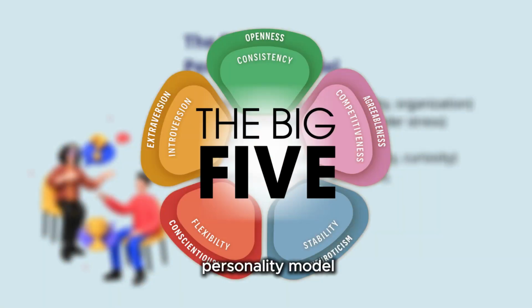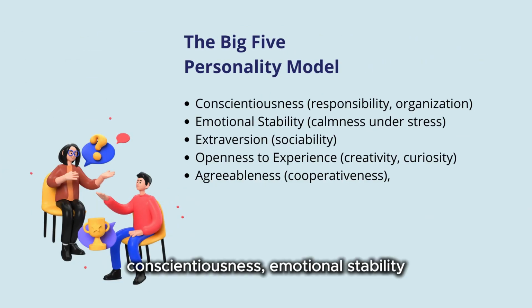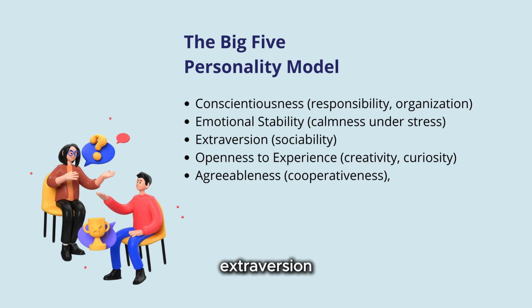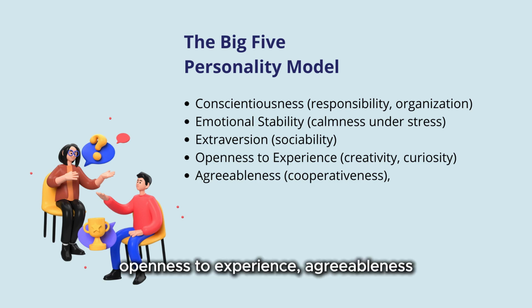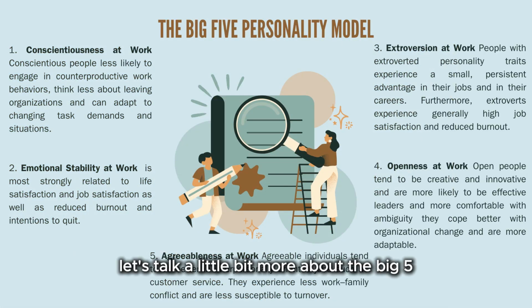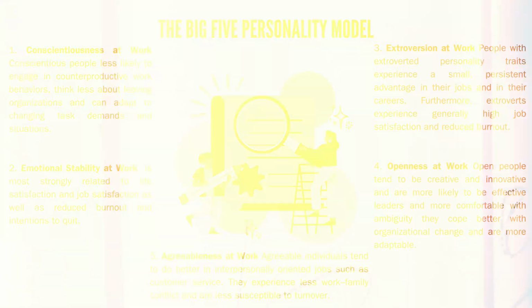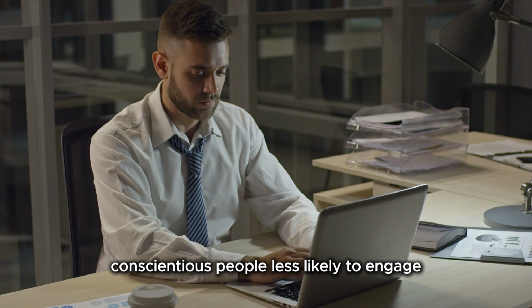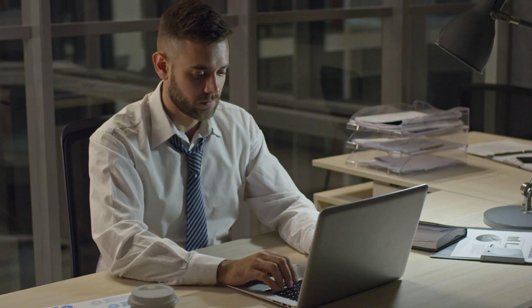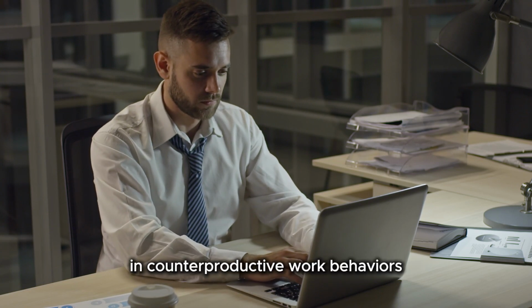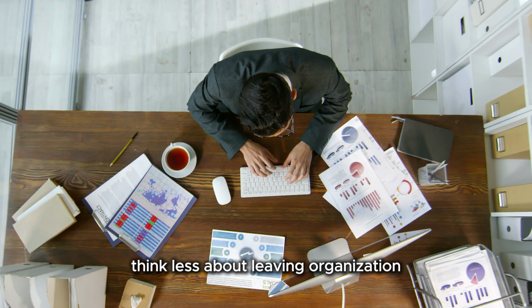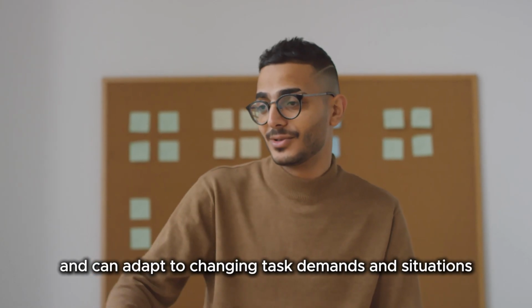The Big Five personality model: conscientiousness, emotional stability, extroversion, openness to experience, and agreeableness. Let's talk a little bit more about the Big Five personality model. The first one, conscientiousness at work. Conscientious people are less likely to engage in counterproductive work behaviors, think less about leaving the organization, and can adapt to changing task demands and situations.